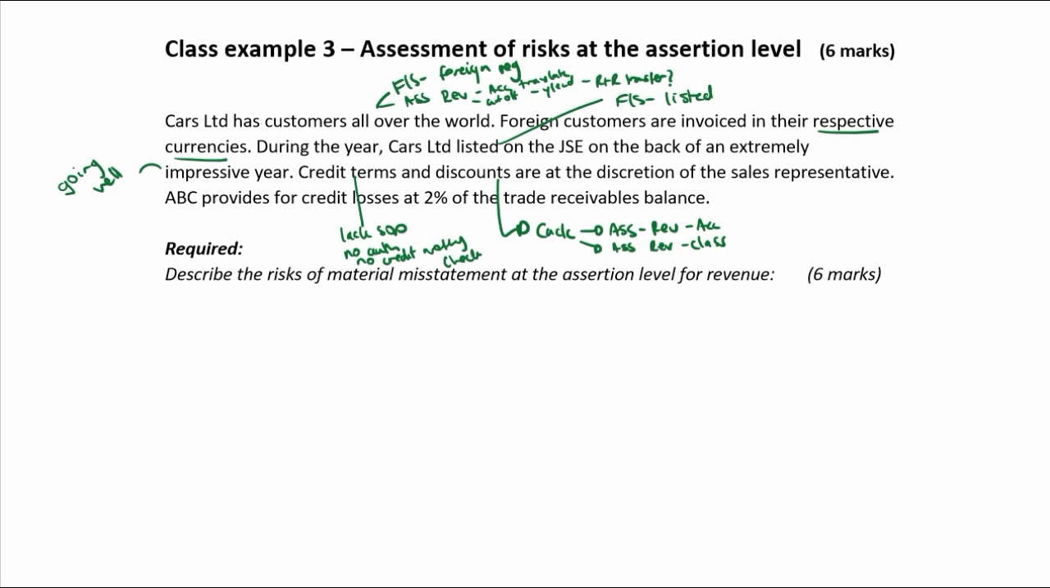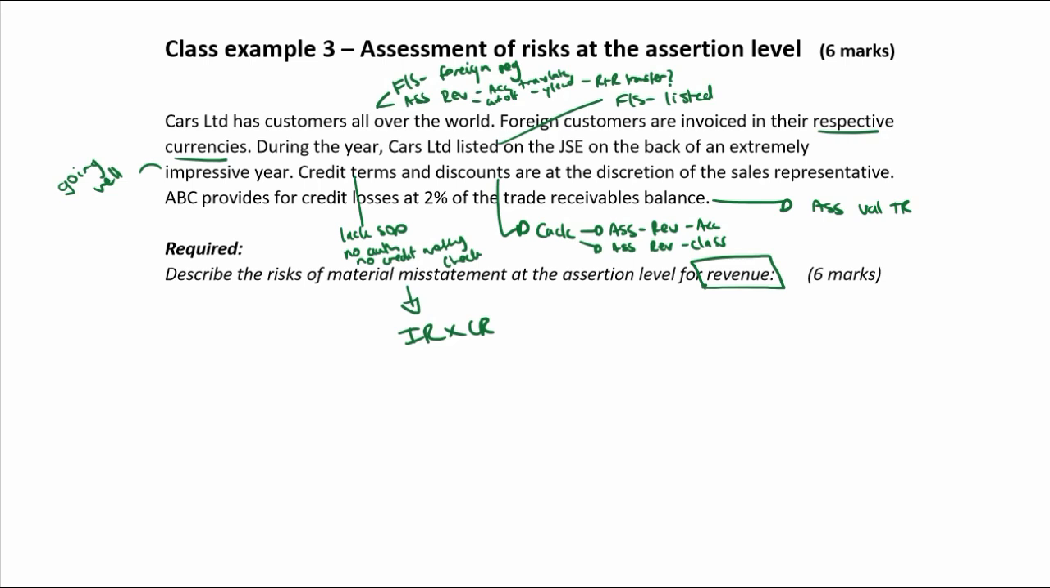Okay, ABC provides for credit losses at 2% of the trade receivable balance. So now this is going to give me a risk at the assertion level with regards to my valuation of trade receivables, because that is their policy for determining their credit losses. Required. Describe the risks of material misstatements. So automatically I'm saying inherent and control risks at the assertion level for revenue. So I'm only looking for risks at the assertion level with regards to revenue.